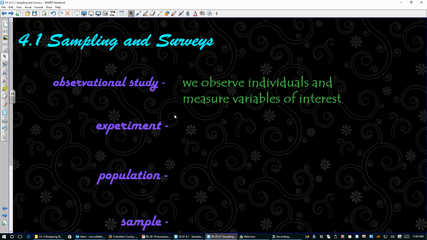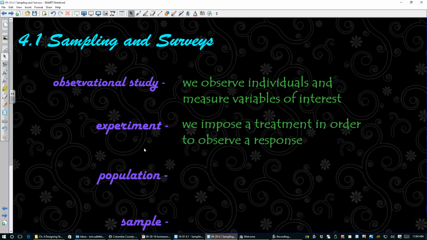And the difference between that and an experiment: we are collecting data on individuals in the experiment. However, we choose the group of individuals that will receive some sort of treatment and a group that will not receive that treatment, so that we can compare the response that the treatment group poses versus the response that we get from the group that was not receiving that treatment. So in an experiment, you as the experimenter decide who gets what treatment and who goes into the control group.